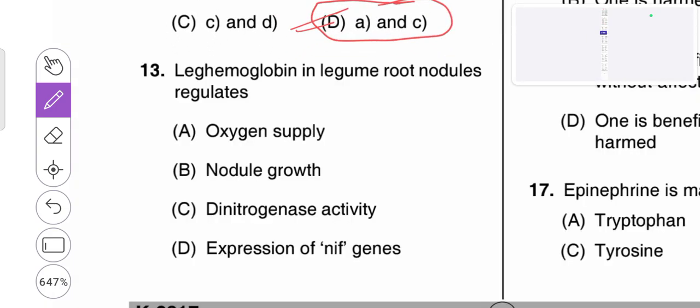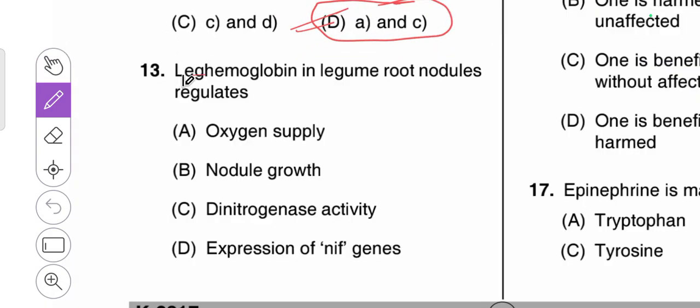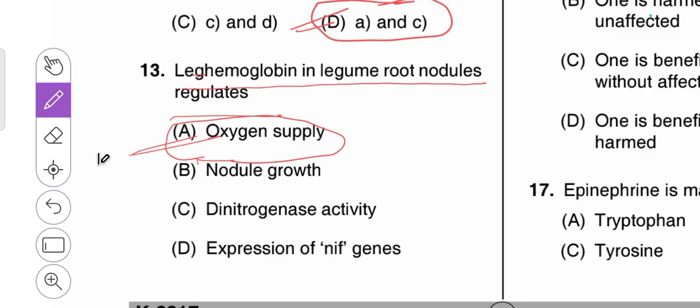The next question: leg hemoglobin in legume root nodules regulate. So here the leg hemoglobin in legume roots, what will they regulate? They will regulate the oxygen supply. That is their function, oxygen supply. So A is the right answer for this question.